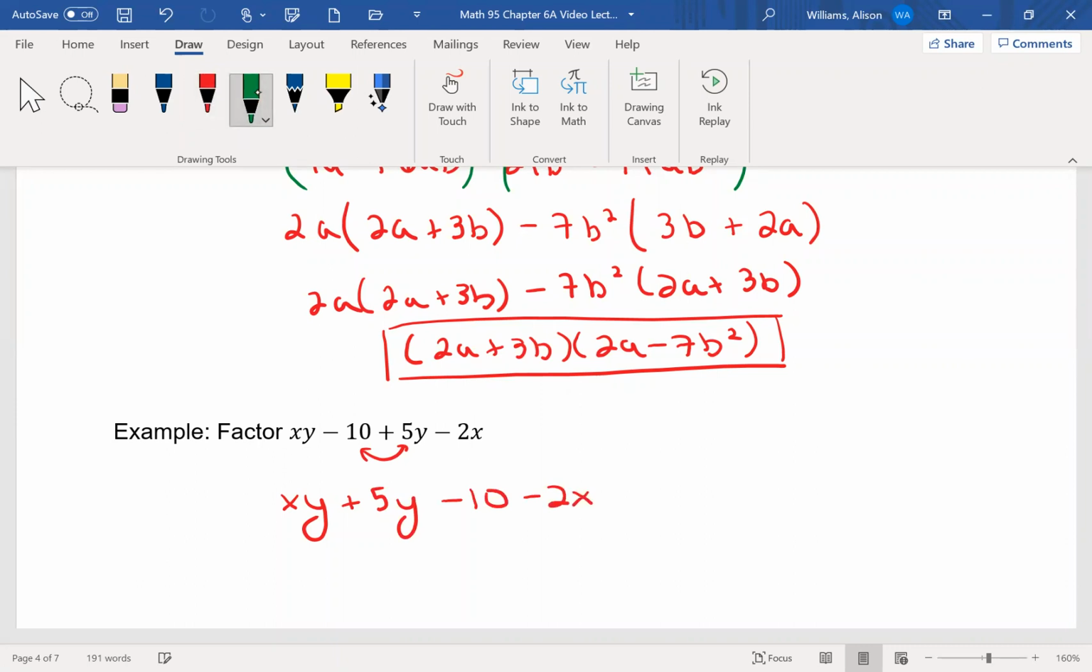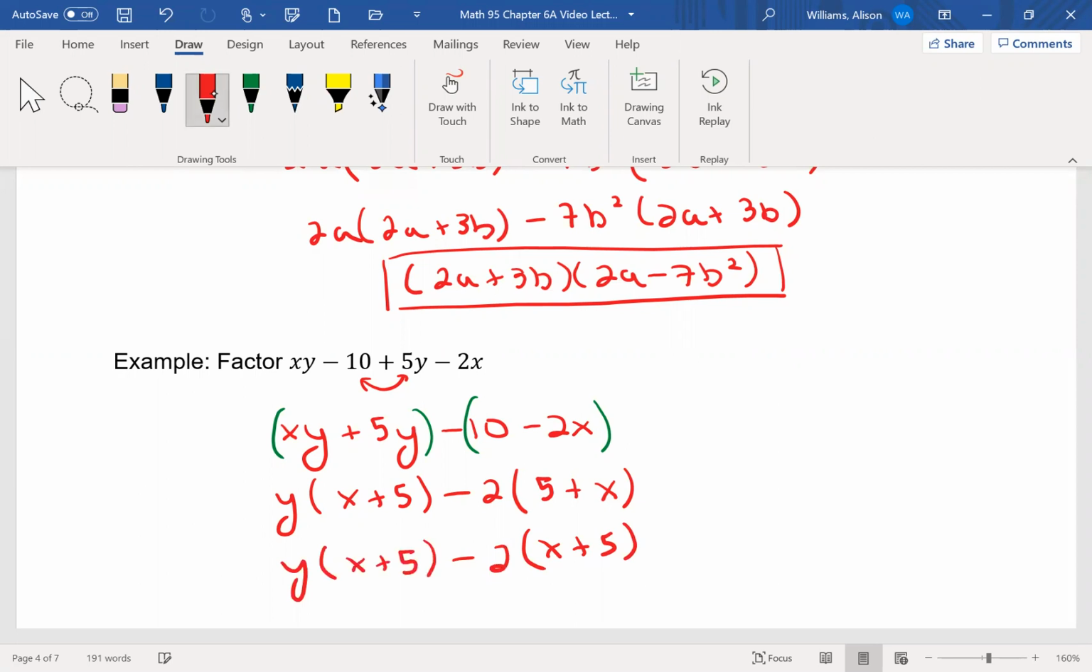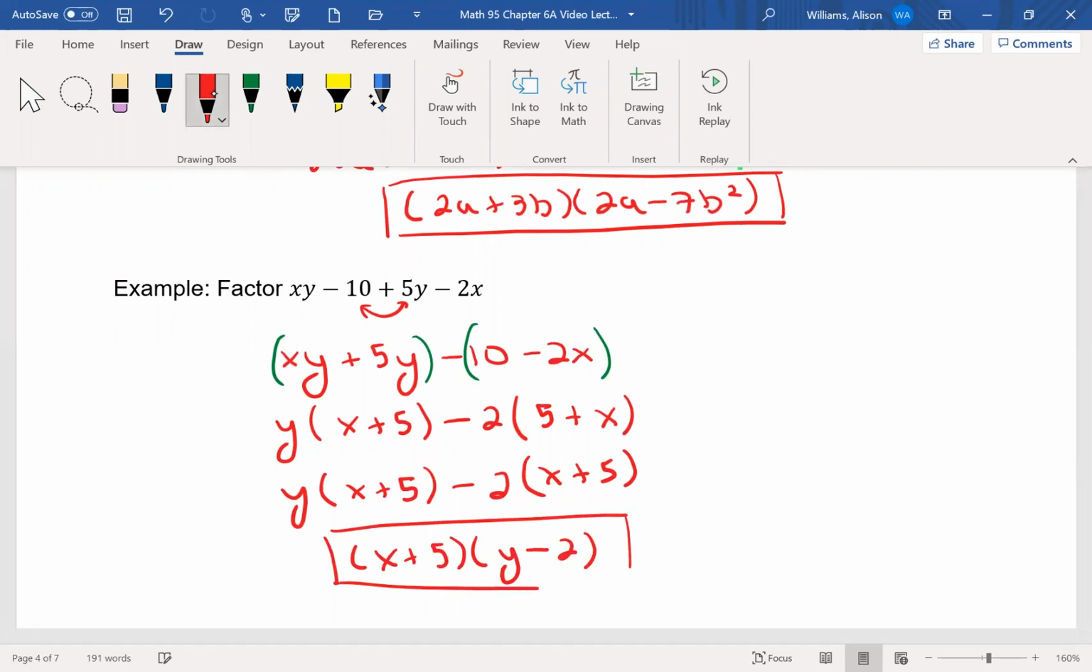All right. So now this first group, I could factor out a y only. And I'd be left with x plus 5. Second group, it's going to be a negative 2, and I'd be left with 5 plus x. Just like the last one, the blob is just swapped. So this is really just x plus 5. I can treat them the same. And there's my blob. x plus 5 times y minus 2. And there we go.